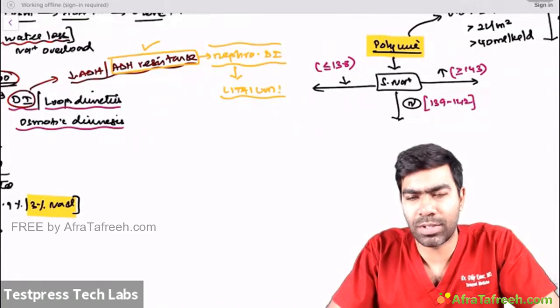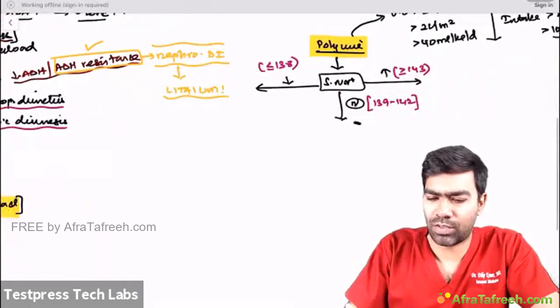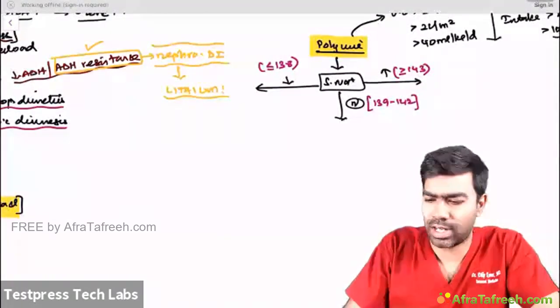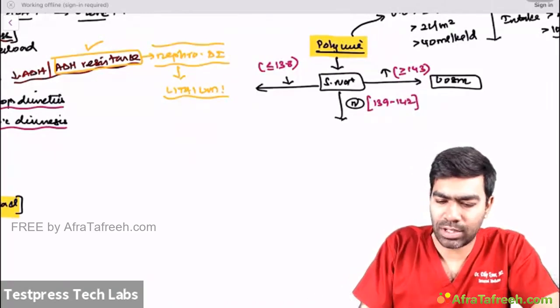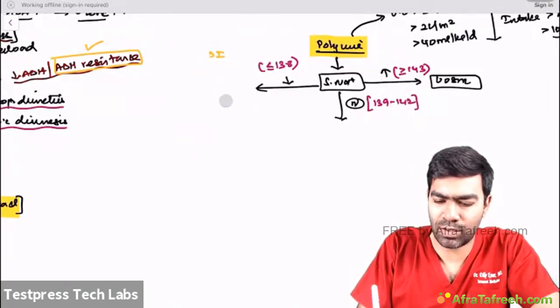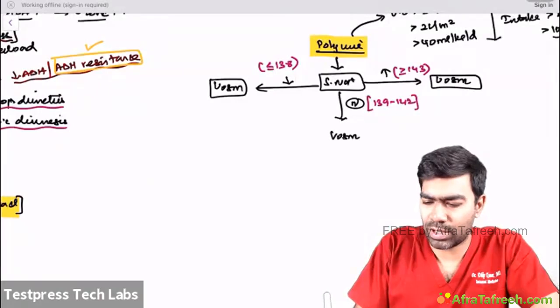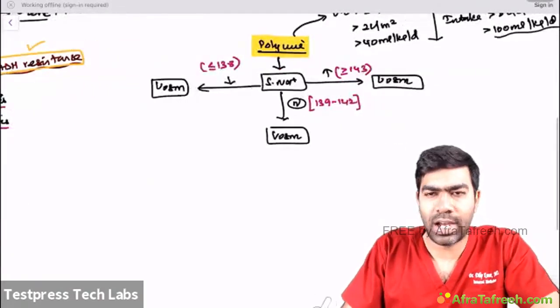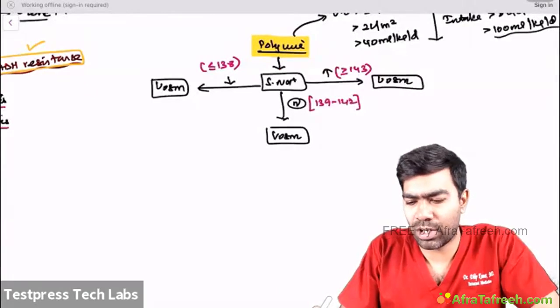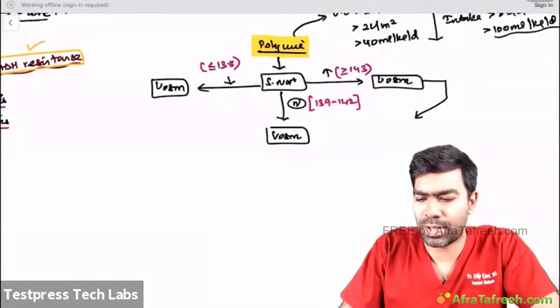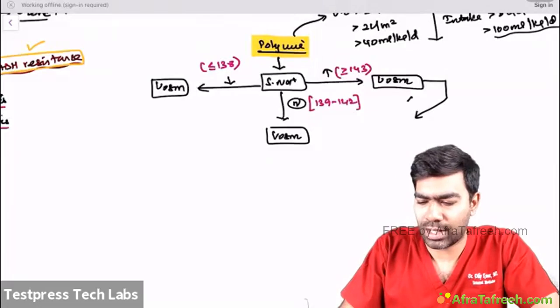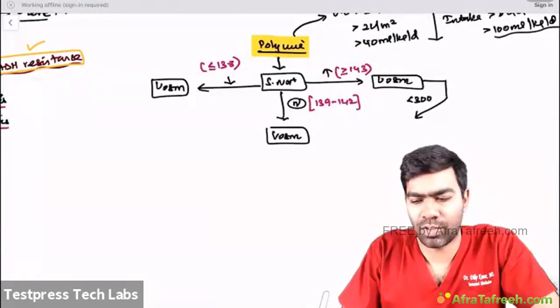So whenever the serum sodium is high and the patient has polyuria, then check the urine osmolality. In all three situations, step number 2 is to check the urine osmolality, to see whether they are passing a dilute urine or a concentrated urine. Suppose the patient is passing a dilute urine, for example less than 300.